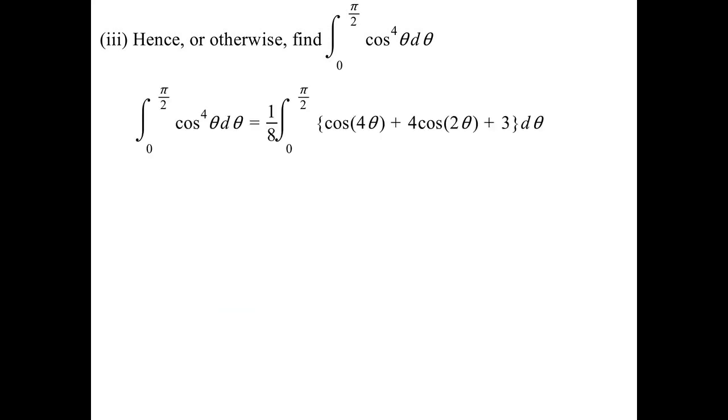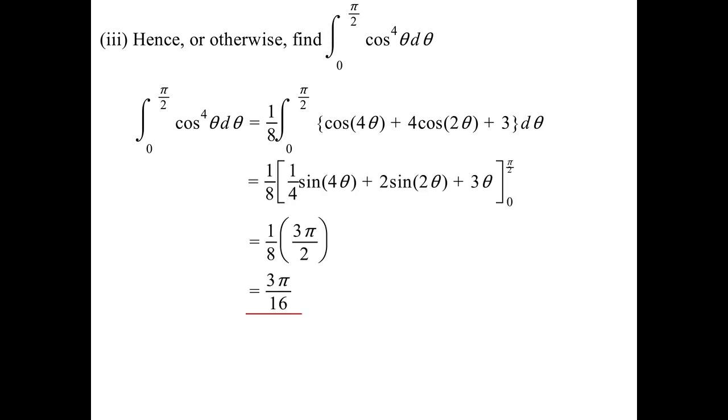Hence or otherwise, find the integral of cos to the power of 4. Okay, so I now can substitute in my result, so it becomes the integral of, well, substituting in for the cos to the power of 4 that we just worked out, and now we've got some simple ones to do. Cos just goes to sine, we can sub the pi on 2 in, and we end up with 3 pi on 16 after all that substitution.